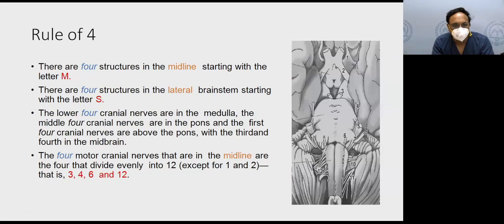And you know that the 4 motor cranial nerves that are in the midline are those that divide evenly into 12, meaning 3, 4, 6, 12. You can divide evenly: 3 fours are 12, 4 threes are 12, 6 twos are 12. So 3, 4, 6, 12 are in the midline.